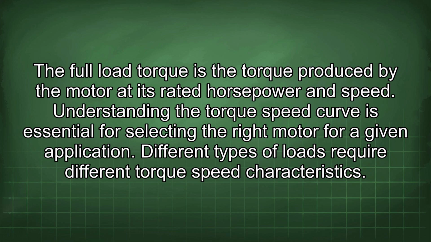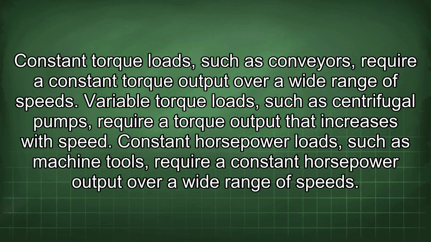Understanding the torque speed curve is essential for selecting the right motor for a given application. Different types of loads require different torque speed characteristics. Constant torque loads, such as conveyors, require a constant torque output over a wide range of speeds. Variable torque loads, such as centrifugal pumps, require a torque output that increases with speed. Constant horsepower loads, such as machine tools, require a constant horsepower output over a wide range of speeds.